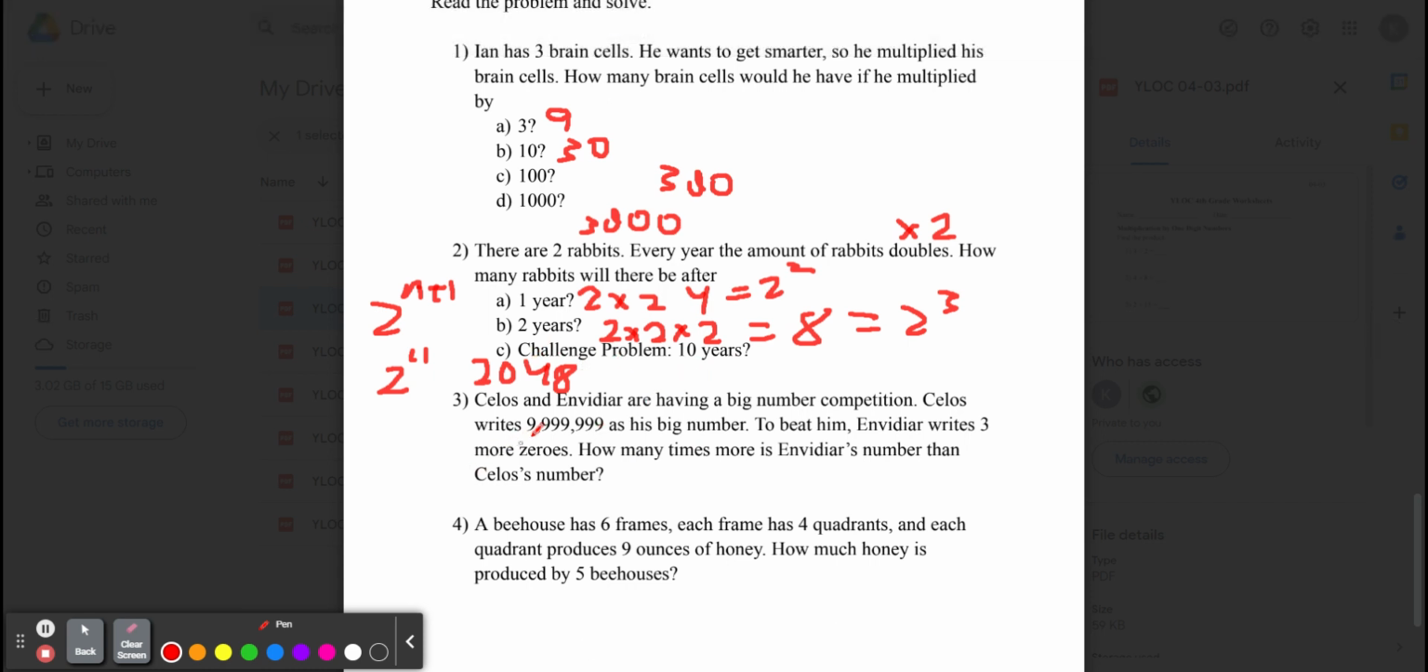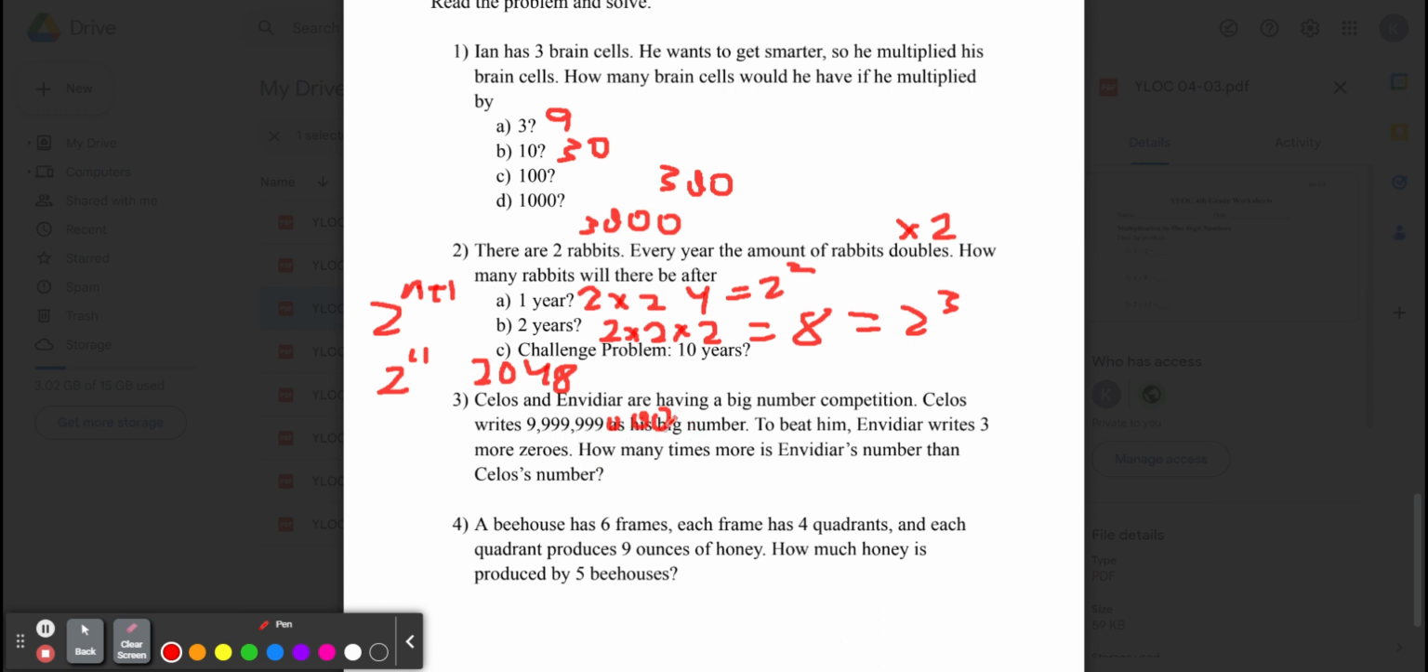For our next problem, Celos and NVIDIA are having a big number competition. Celos writes 9,999,999 as his big number. To beat him, NVIDIA writes 3 more zeros at the end. How many times more is NVIDIA's number than Celos' number?